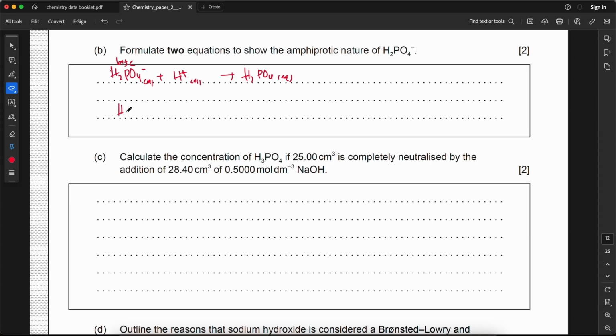And as an acid, it reacts with OH minus, to produce HPO4 2 minus plus H2O liquid, acting as an acid.